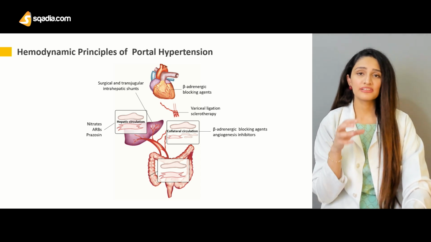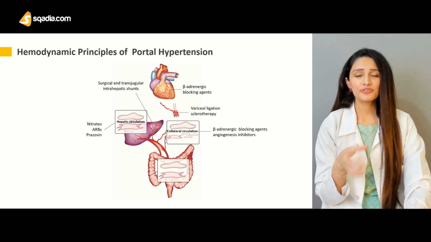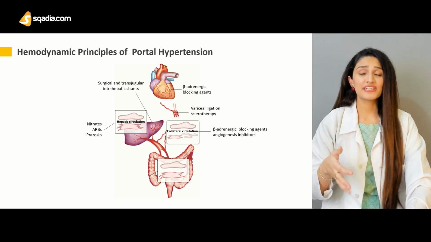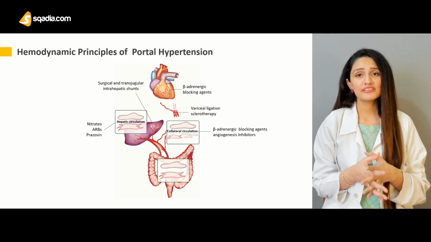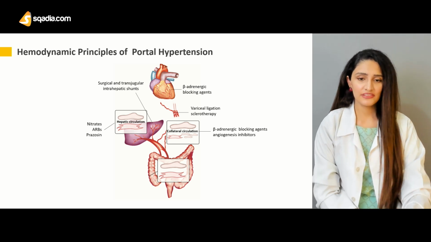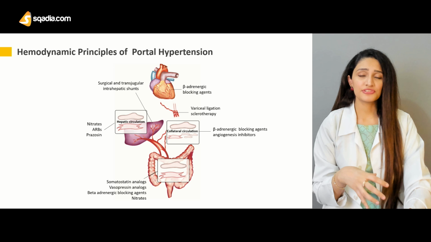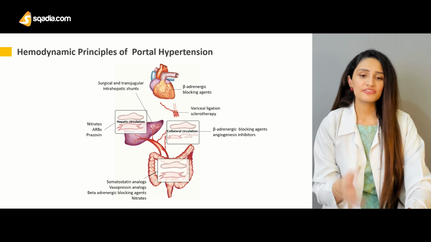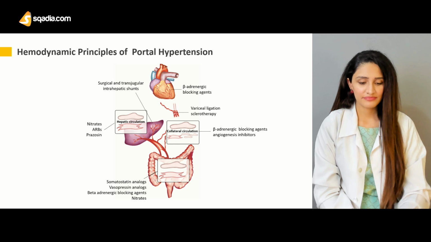If we want to control the vasodilation occurring within the collateral circulation, the drugs we can offer are beta adrenergic blocking agents and angiogenesis inhibitors. Angiogenesis is the formation of new vessels within the collateral circulation, so we need inhibitors for that. And lastly, to control the splenic vasodilation, we need somatostatin analogs and vasopressin analogs; beta adrenergic blocking agents and nitrates have also proven to show some results.